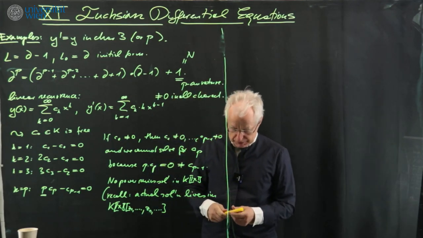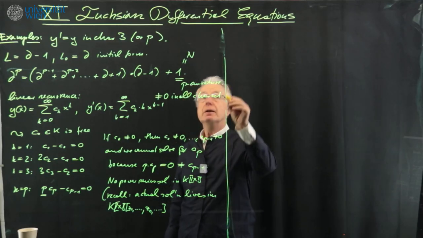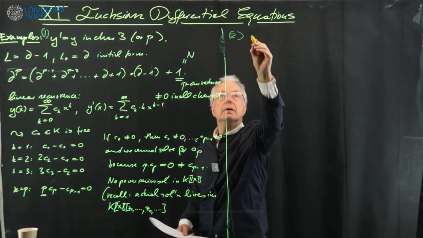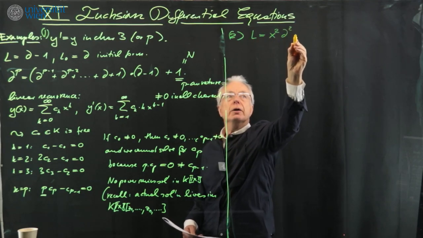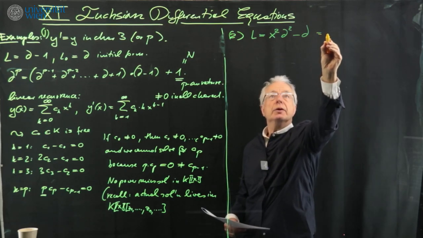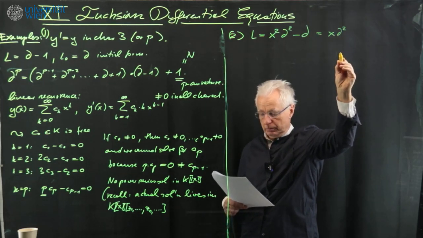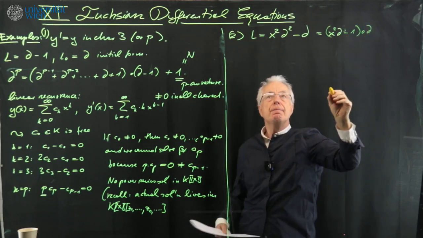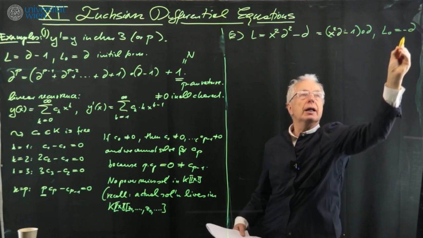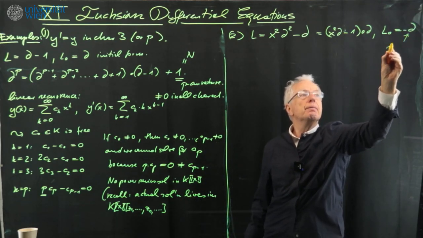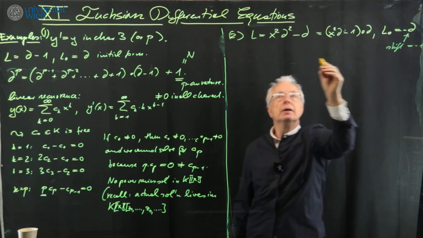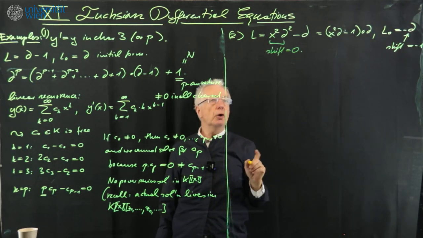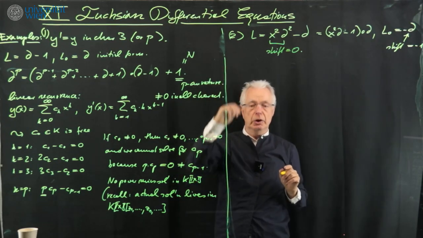Okay. So let's see if you recognize this example. So this was number one. Number two, we take L equals x squared del squared minus del, which is just x del minus 1, x del minus 1 composed with del. L0 is minus del. So here the shift is minus 1, and this one has shift equals 0. So recall, the initial form always is the one with the smallest shift. The sum of two Euler operators.